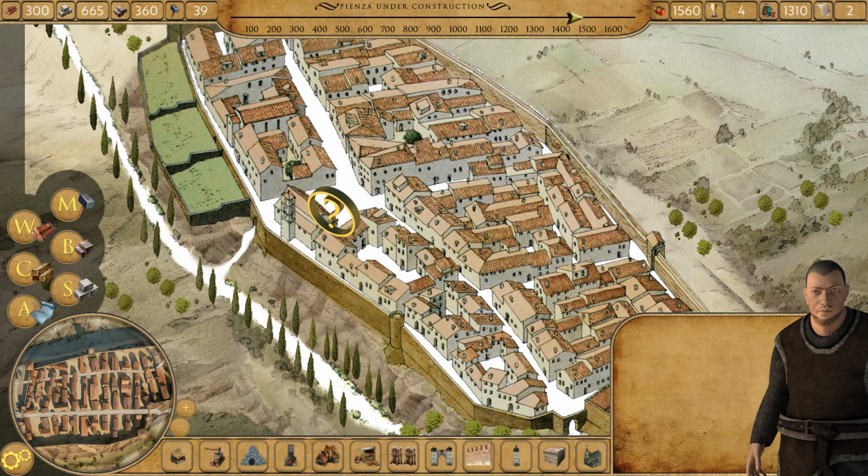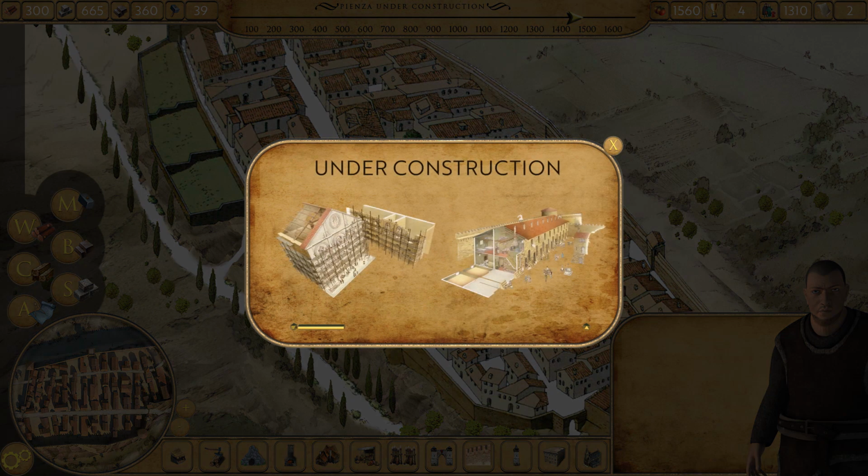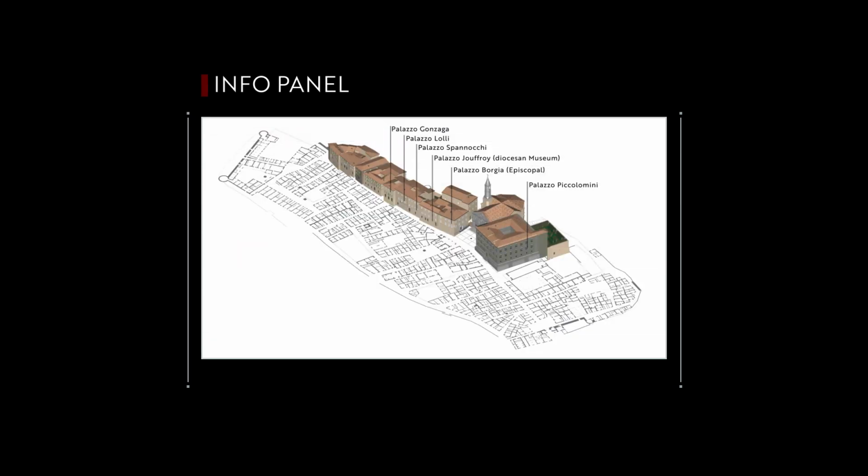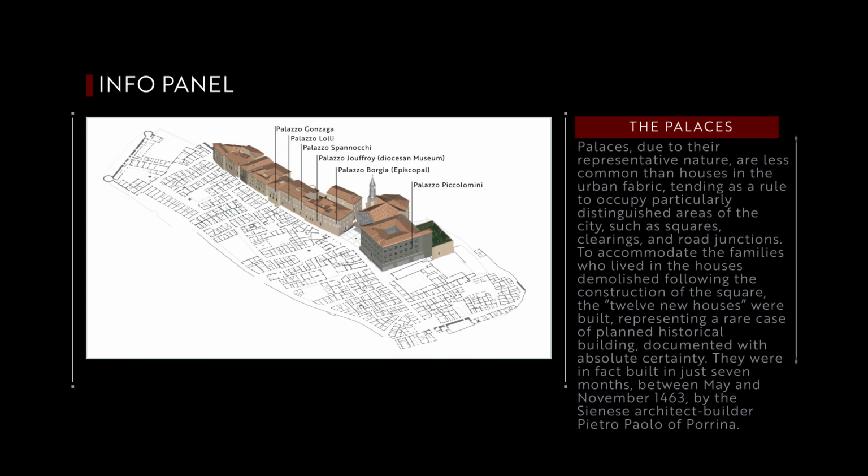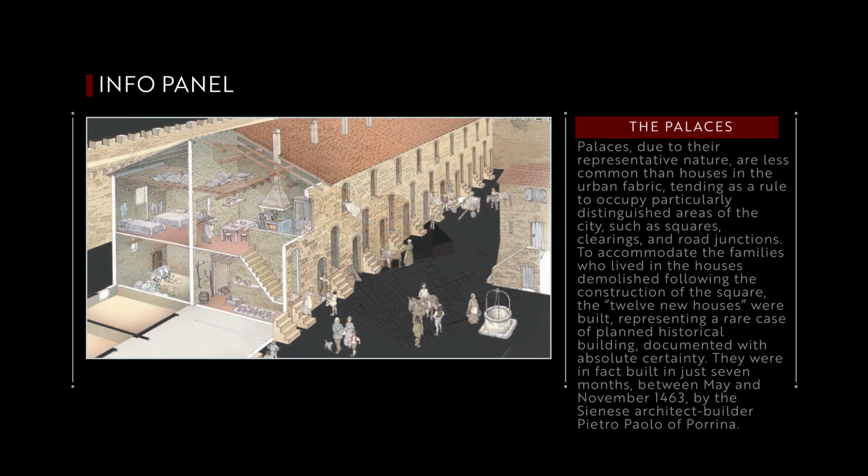My lord, your Pienza will be known not only for its cathedral, but also for grandiose palaces, which will be built by our stonemasons. Palaces, due to their representative nature, are less common than houses in the urban fabric, tending as a rule to occupy particularly distinguished areas of the city, such as squares, clearings, and road junctions.